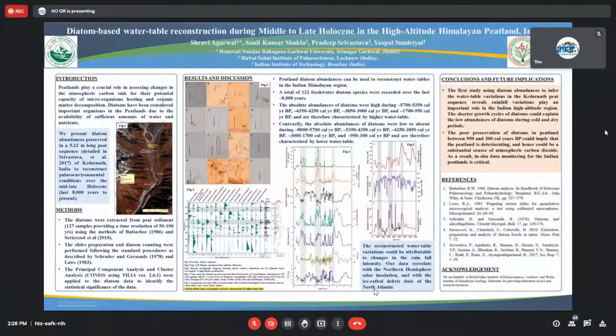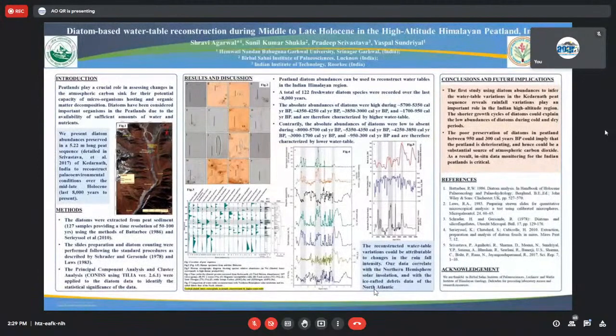The correlation of the geochemical proxies with the diatom abundances shows that the reconstructed water table variations during the mid to late Holocene in Indian Himalayan regions could be attributable to changes in rainfall intensity. Our data also correlated with northern hemisphere solar insolation and ice rafted debris data of the North Atlantic. So I conclude that the first water table reconstruction in the Kedarnath peat reveals that rainfall variations have played an important role in Indian high altitude regions.